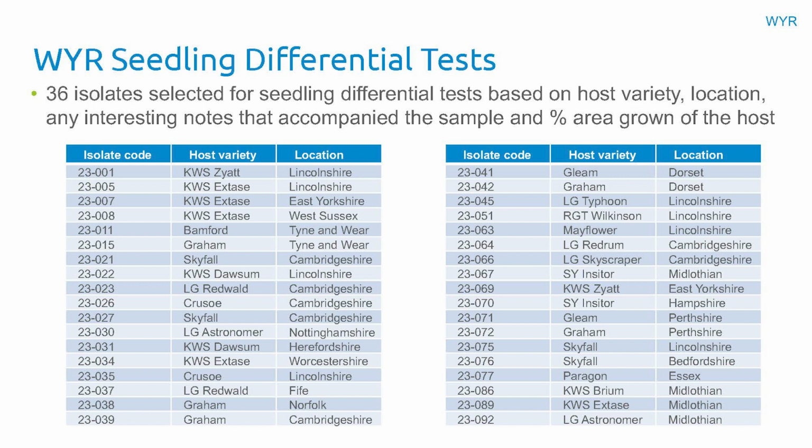I did want to point out the last 3 isolates on the list, 23, 86, 89 and 92. They all came from Midlothian, but that's because AHDB alerted us to the fact that they were seeing some unusual levels of disease in a particular RL trial up in Midlothian. So they asked the trial manager up there to send us some samples, and they all came in late in the season, and we selected 3 from that trial to have a look at.